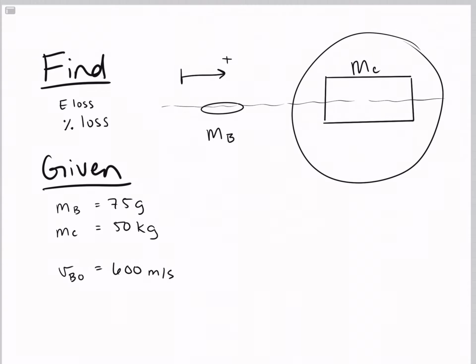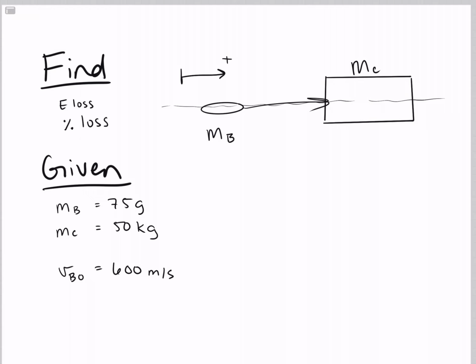In this problem, we are given a bullet and a cart, and we're to find the energy loss when this bullet impacts the cart. To do that, we'll use linear momentum equations as well as the energy equation. And once we find the energy loss, we'll also find the percent loss. So let's get started.